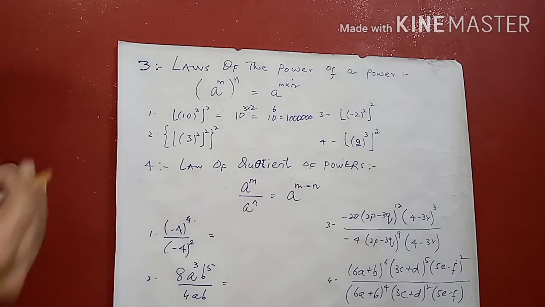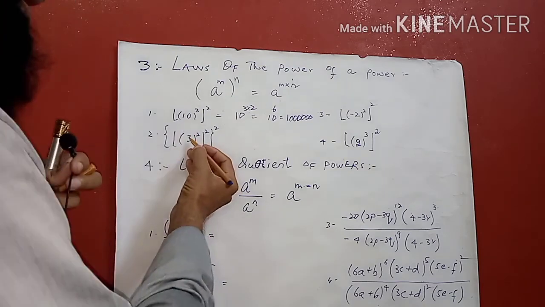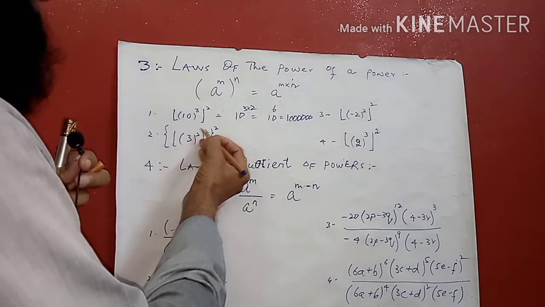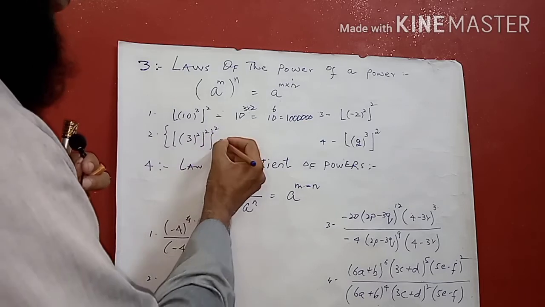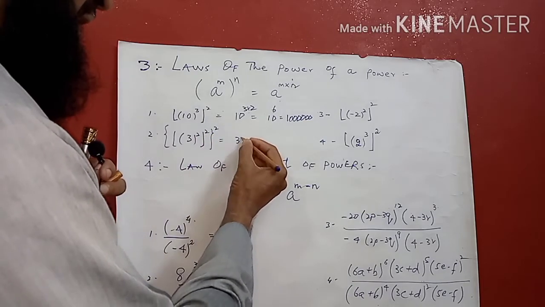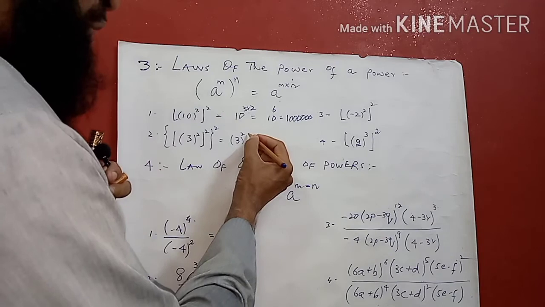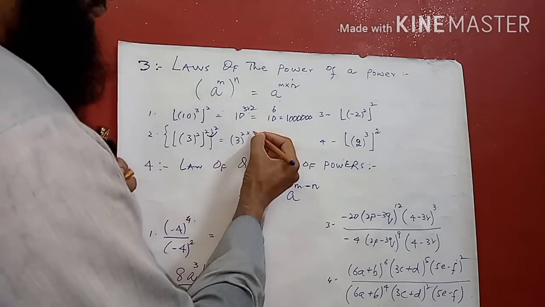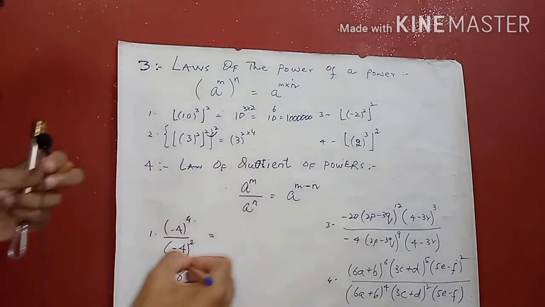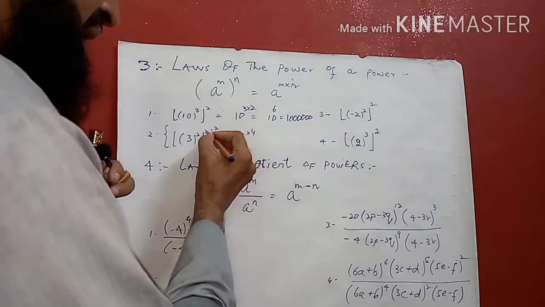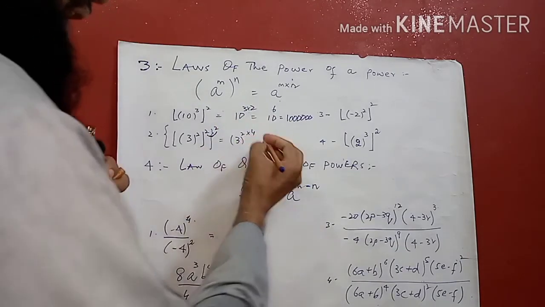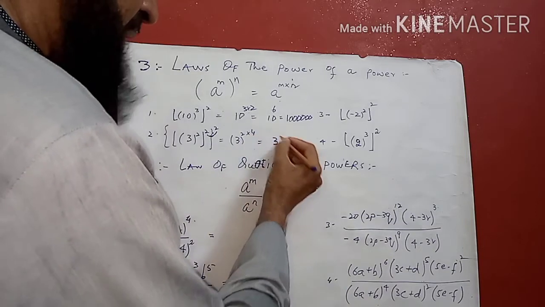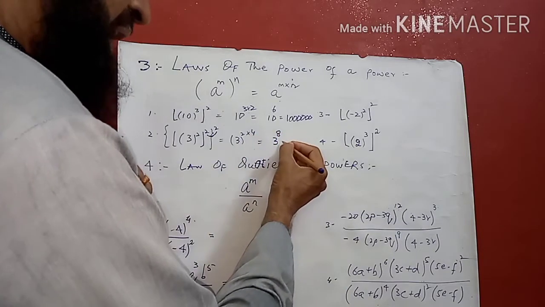Now come to question number 2. There is 3 raised to power 2 and then raised to power 2, hmm, 4. That means first we expand 3 raised to power 2 multiplied by 2, that is 4, and now this 4 multiplied by the another 2, the answer comes as 3 raised to power 8.